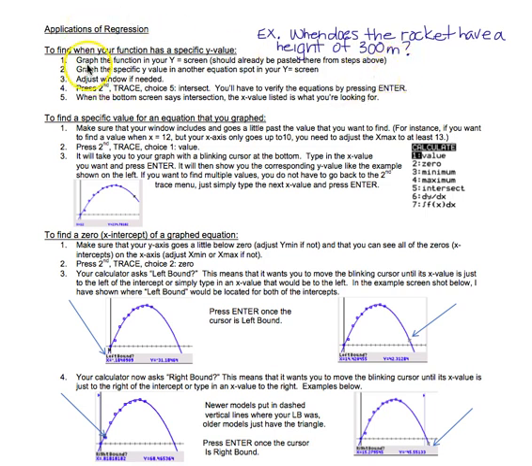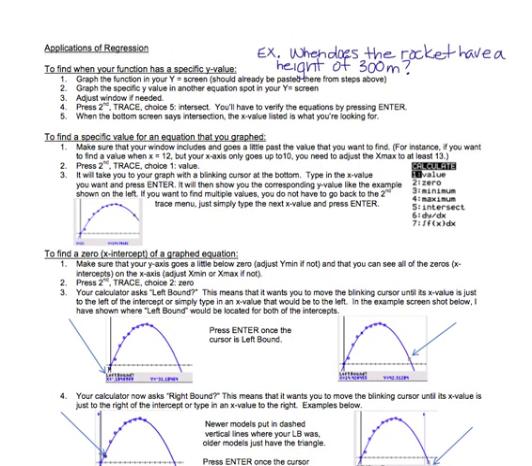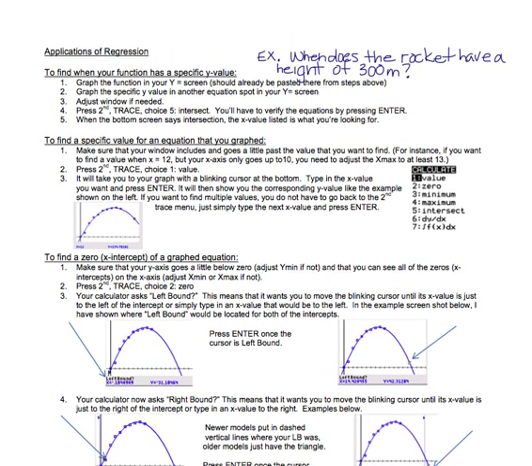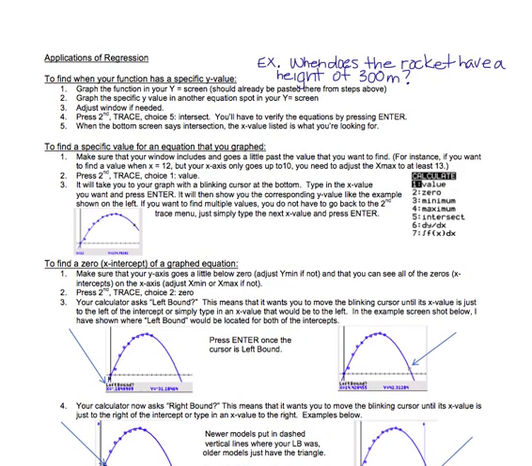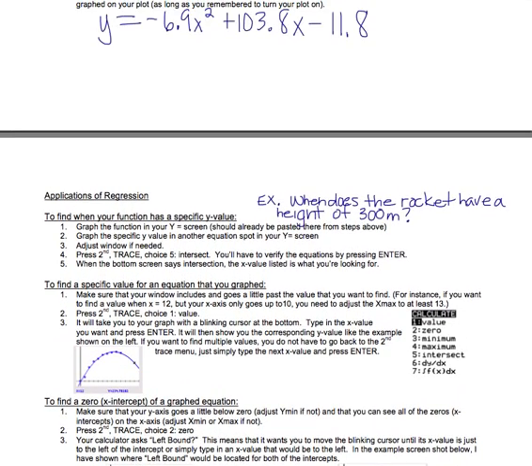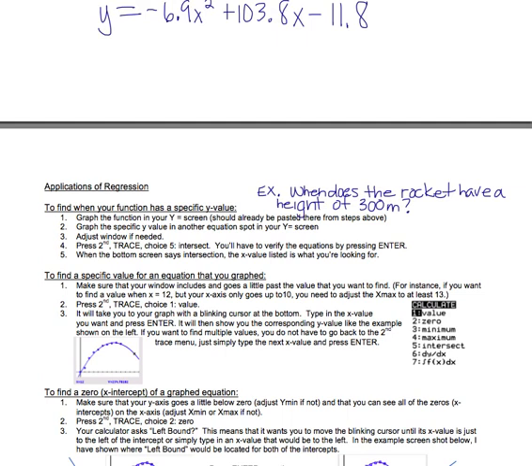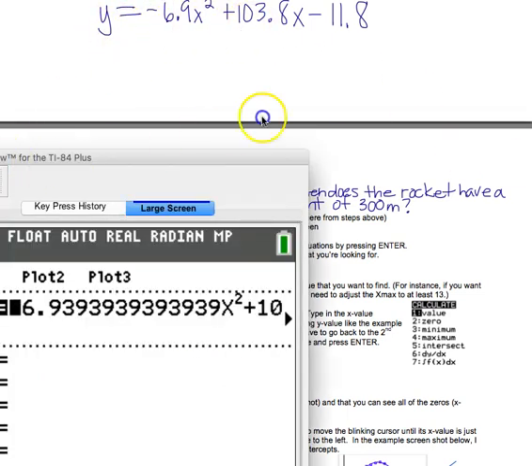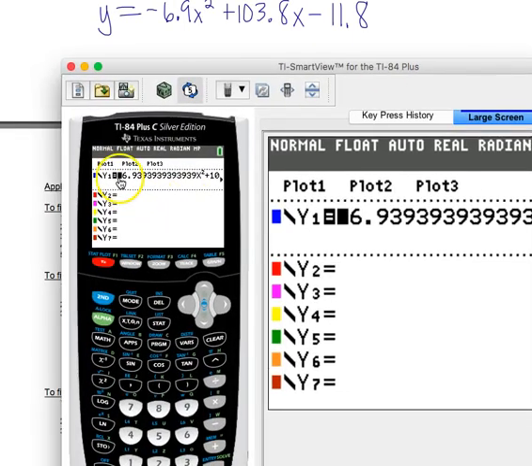So the first thing you need to do is graph the function in your y equals screen, the function that describes the situation. In this case, that would be the function that describes the rocket's path. If you have deleted out of your calculator already the equation that we used last time, then you'll want to go to your y equals screen on your calculator, and you would want to type this in.